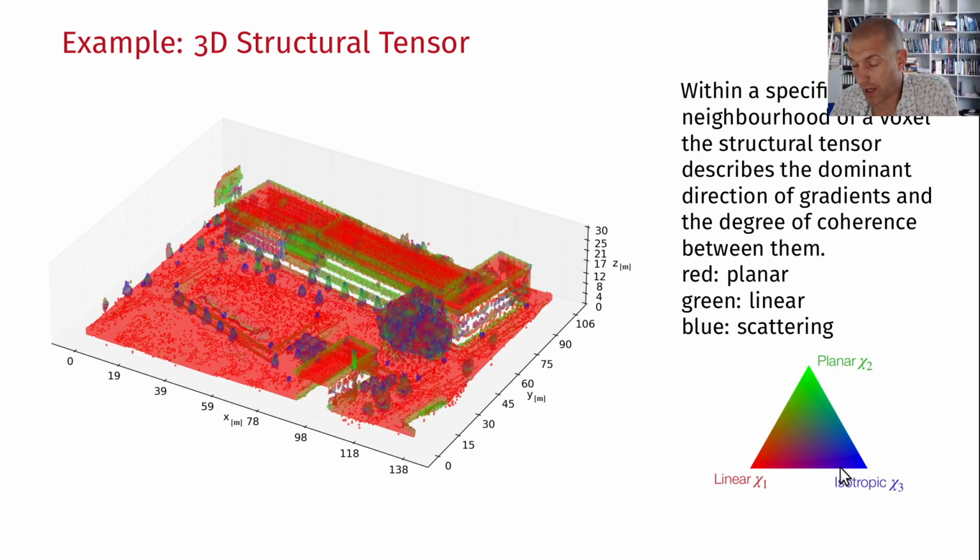By the way, I did not do the color scale correctly here. The red is planar and green is linear, so these two labels here have to be changed. But what you clearly see is that we have a nice planar component here in red. That is a surface and also the roof.